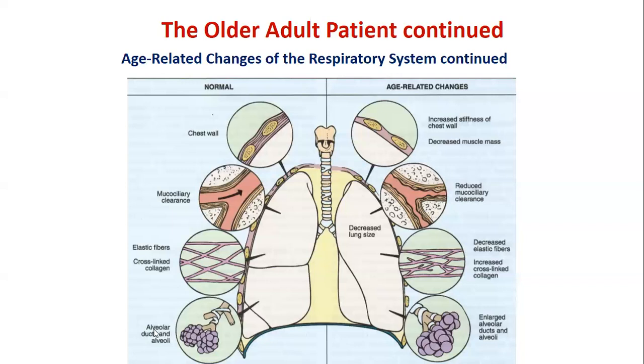So lastly here, alveolar duct and alveoli change occur: enlarged alveolar ducts and alveoli. So functional respiratory structure and muscle are altered: decreased total muscle mass, increased stiffness, decreased muscle strength, and a decreased proportion of fast-twitch fibers. So decreased maximum inspiratory pressure, decreased FEV1.